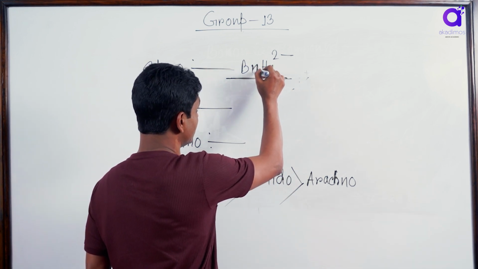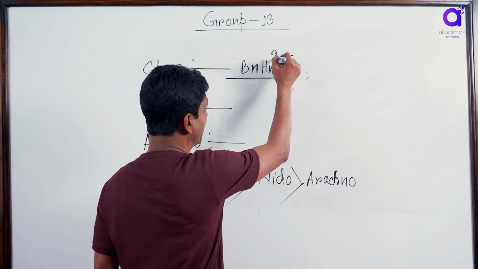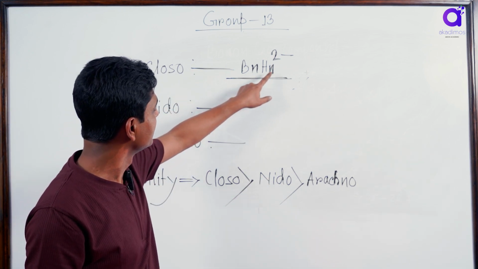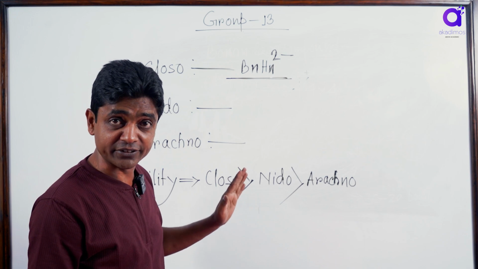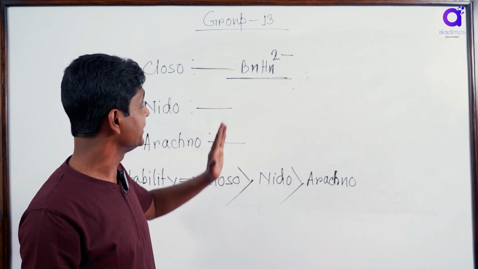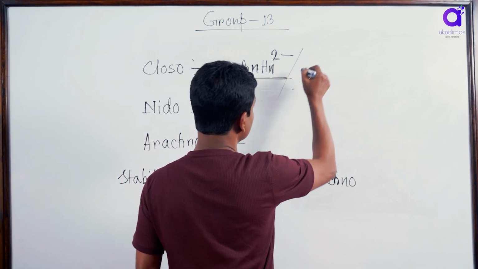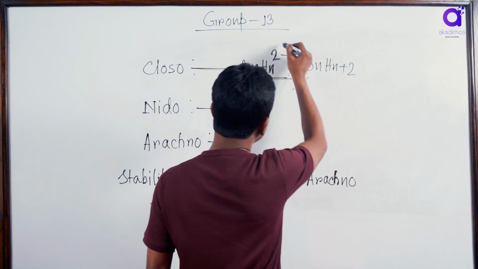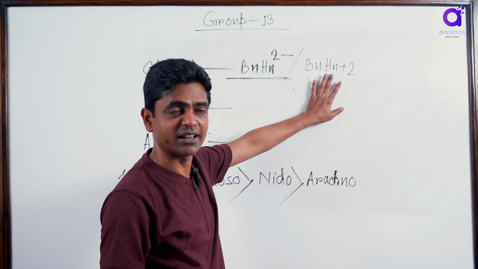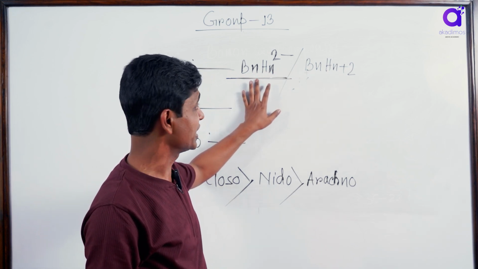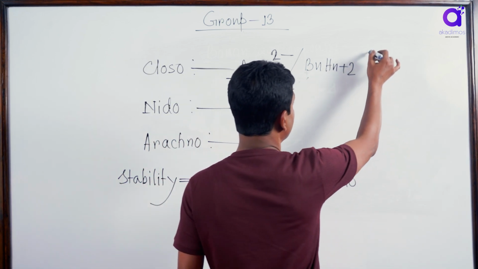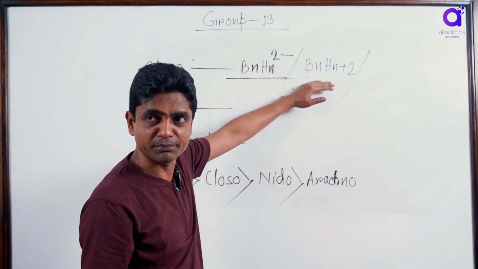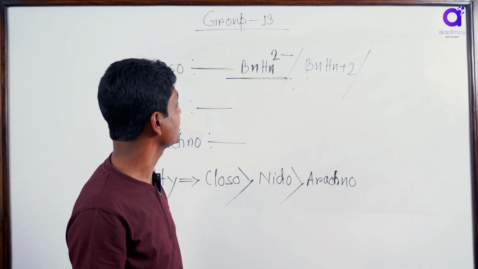Remember the general formula BnHn 2 minus. Here you can count the number of electrons as 4n plus 2; if 4n plus 2 electrons are involved, then it is a Closo structure. The isoelectronic BnHn plus 2, where the 2 minus is replaced by 2 additional hydrogens, has the same number of electrons. Both are Closo structures, remember. This is the very common Closo structure, and this neutral one is a rare Closo structure.